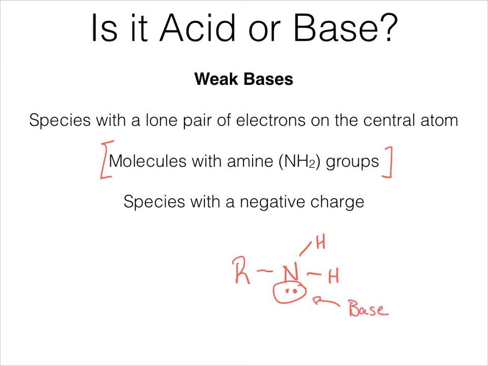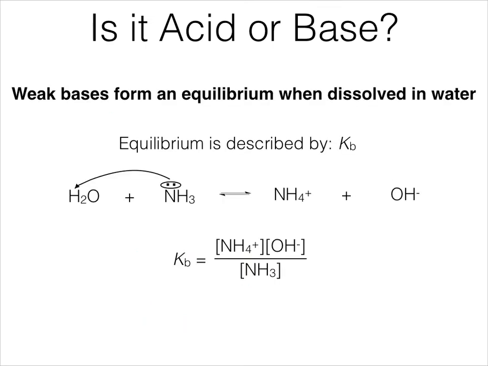But the other thing that can act as a base is something with a negative charge. And so something like, from the example that we saw a moment ago, this ClO-, this negative charge is basic. It means that this molecule can behave as a base. And I shouldn't say molecule. This ion can behave as a base.